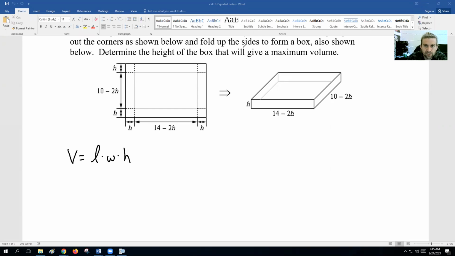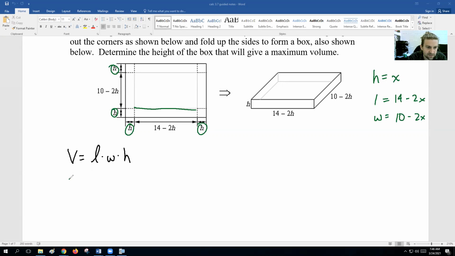Now, could we put this in terms of a single variable? They use H here, but for all purposes, I'm going to use X. I think it's going to be easier if I just understand H is equal to X. The length we'll say is 14 minus 2X, because the whole length is 14, but we're going to cut off an X here and an X here. And then the width would be the same thing, but it's 10 wide, so 10 minus 2X.